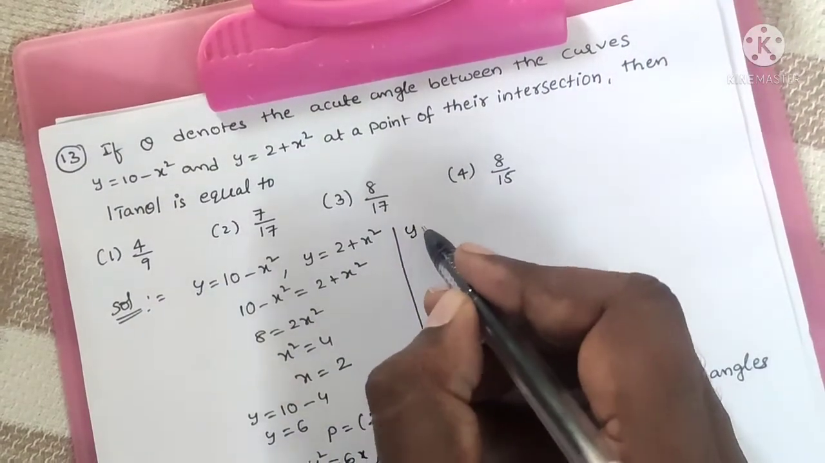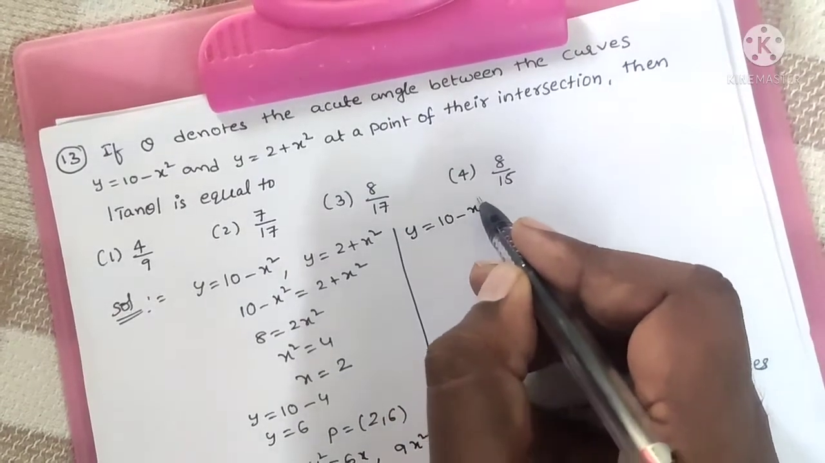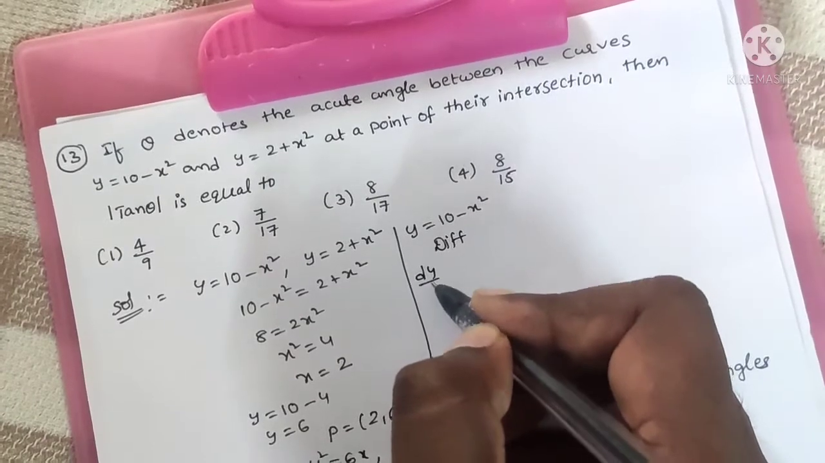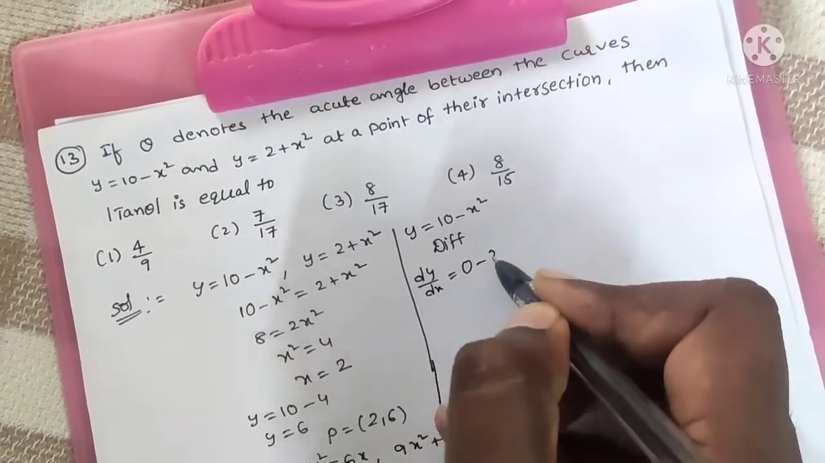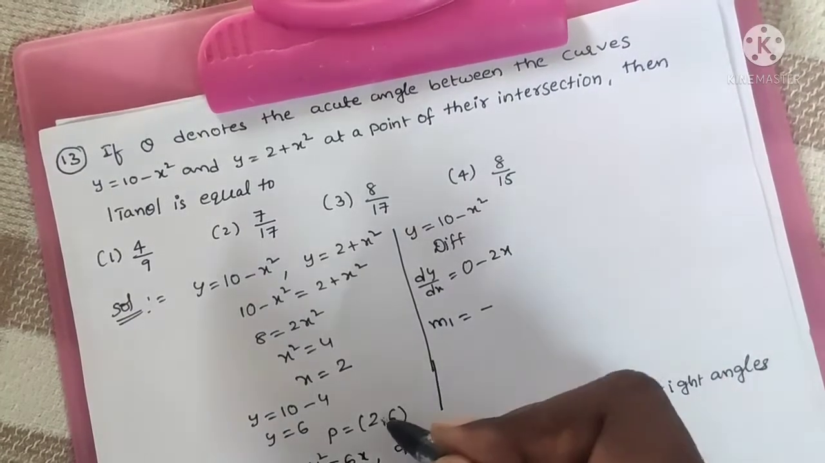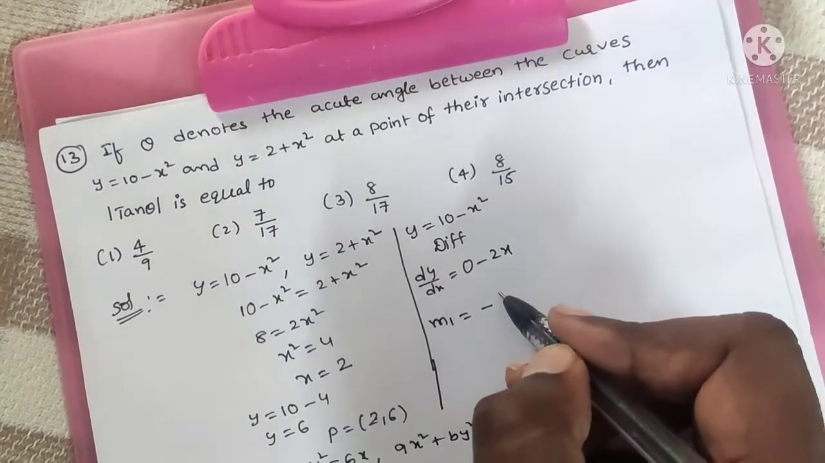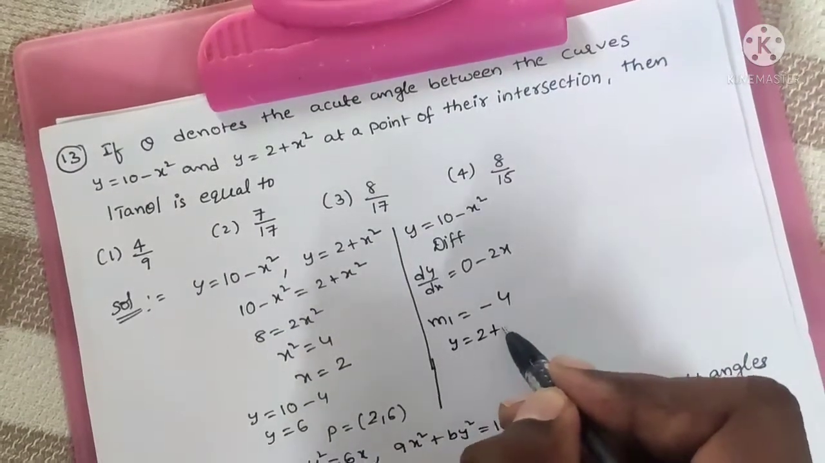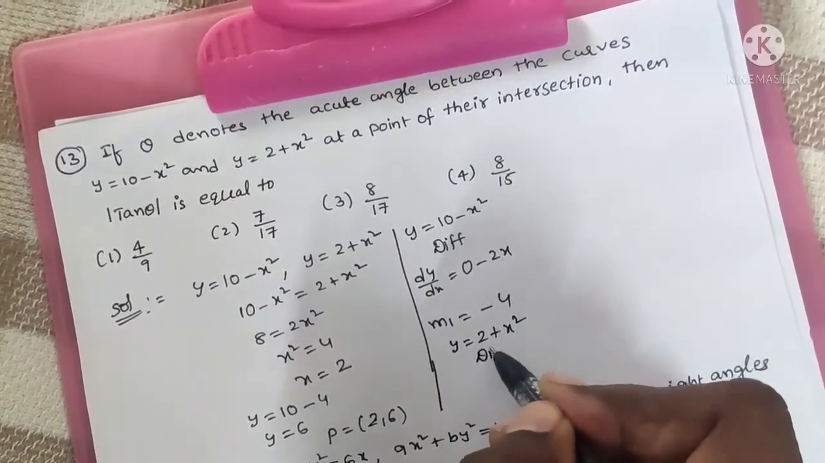Y is equal to 10 minus x square is the first curve. Differentiate, then dy by dx is equal to 0 minus x square derivative 2x. Then m1 is equal to minus 2 into x value 2, which is minus 4. Then the second curve, y is equal to 2 plus x square. Again differentiate this curve.